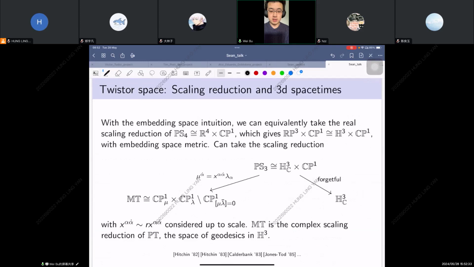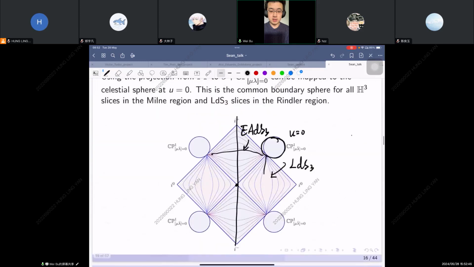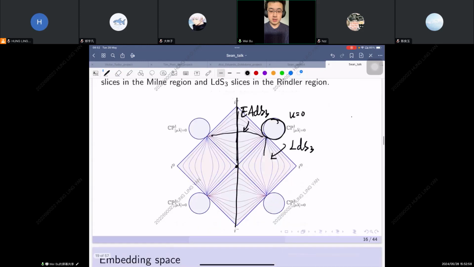So under this spacetime scaling reduction or embedding space formalism, you can actually take scaling reduction of twisted space as well. What that means is twisted space was the space of geodesics upstairs for this entire space. And in the Mellin region, you can also take scaling reduction because you did it on the level of spacetime. You can also take reduction of its corresponding twisted space.